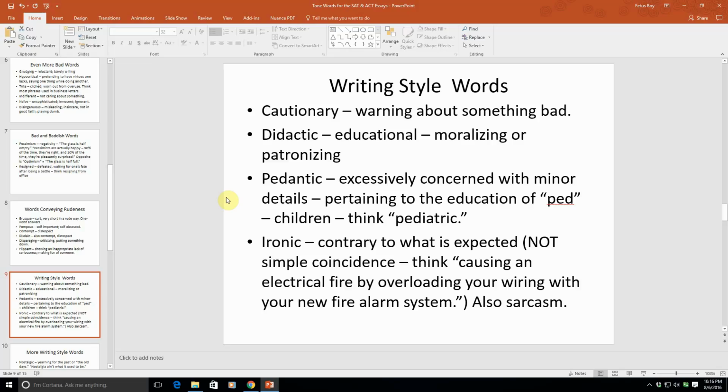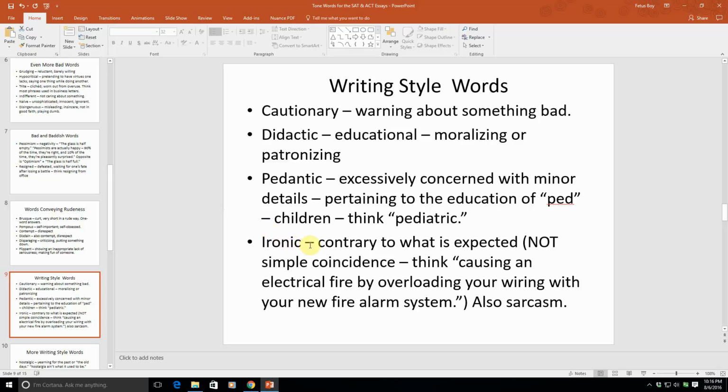Ironic is contrary to what's expected. Irony is not simple coincidence. It's something more along these lines. Like, think that you're causing an electrical fire by overloading your wiring with your new fire alarm system that you installed. Or think of the O. Henry story, The Gift of the Magi, where the man sold his watch so he could buy some elaborate hair combs for his wife, and his wife cut off her hair and sold it to a wig maker so she could buy a chain for the man's pocket watch that he had sold. So that's an ironic ending.